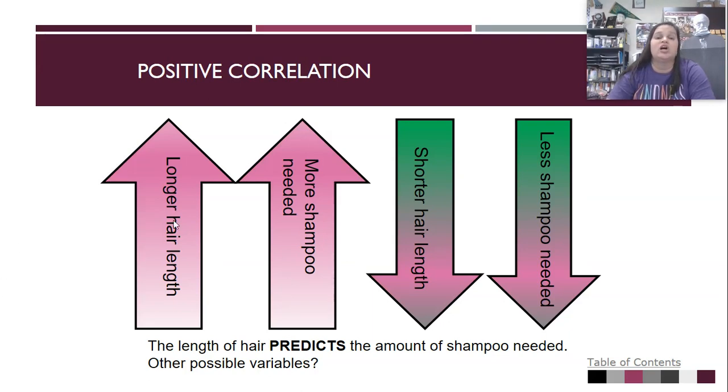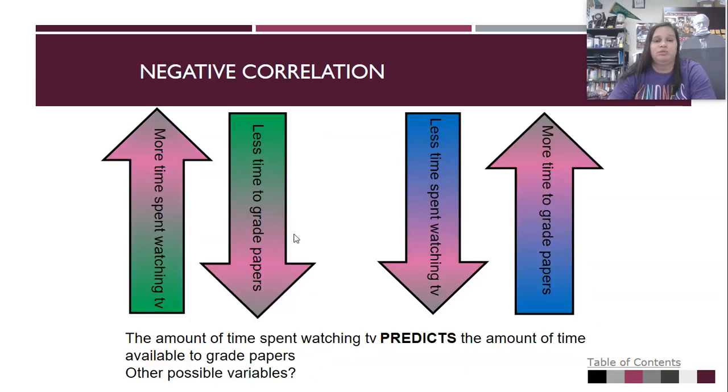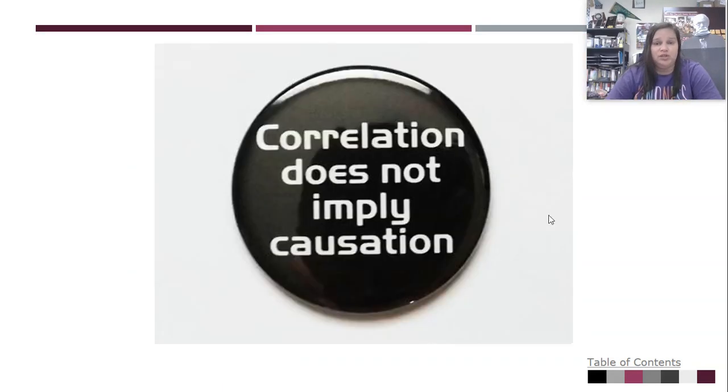Longer hair length does not cause you to need more shampoo, but it does predict that you will need more shampoo. A negative correlation here, this is my real life: more time spent watching TV correlates with less time to grade papers. Less time spent watching TV can correlate with more time to grade papers. So that doesn't mean that one causes the other. If I watch less TV, that doesn't mean necessarily that I'm going to have more time to grade papers, because I could use that time doing something else instead. But it is a good predictor.